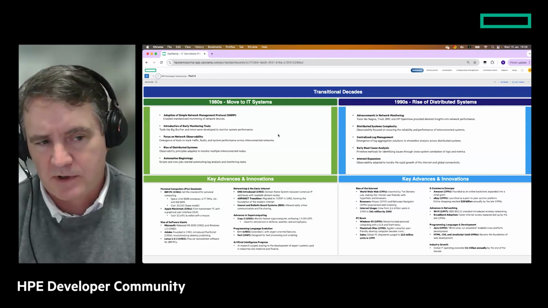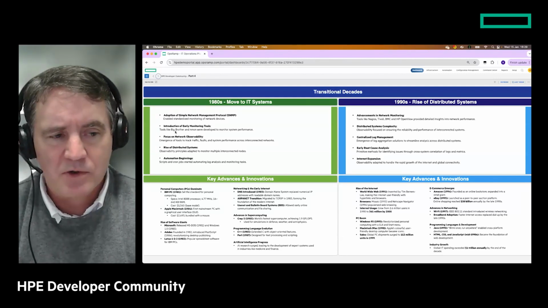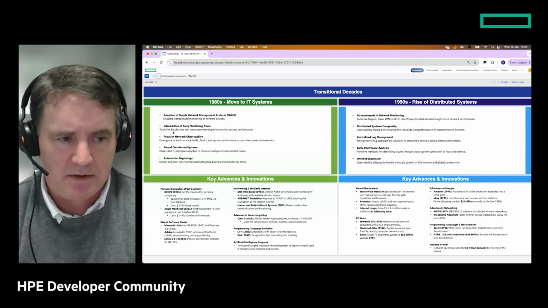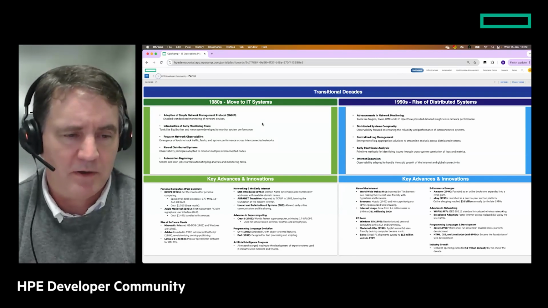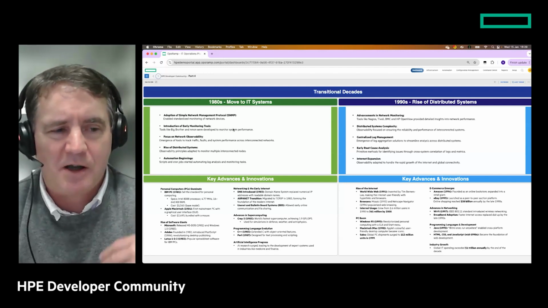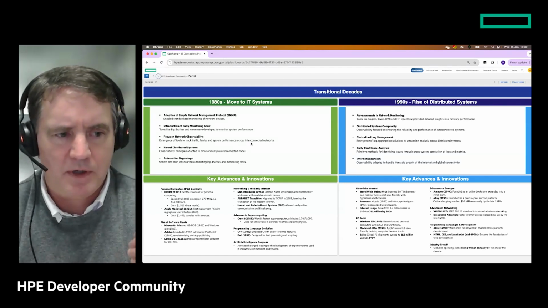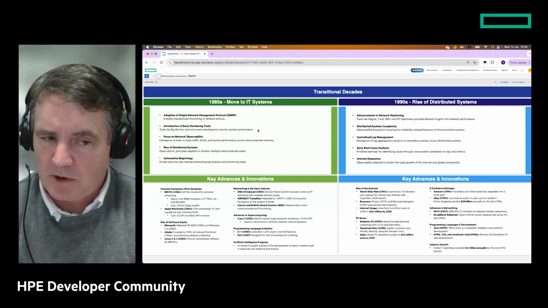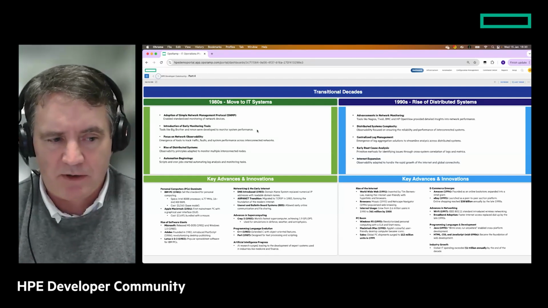New monitoring tools started to be introduced. Tools like Big Brother, I do remember that from the early days. Nmon was being used to monitor system performance. So we were starting to see a change in what was going on, particularly with the systems that were being developed.